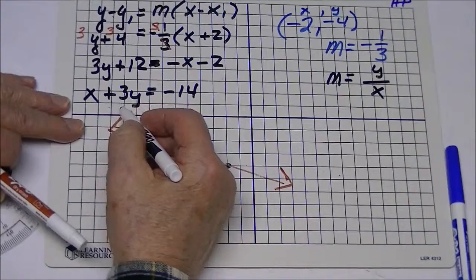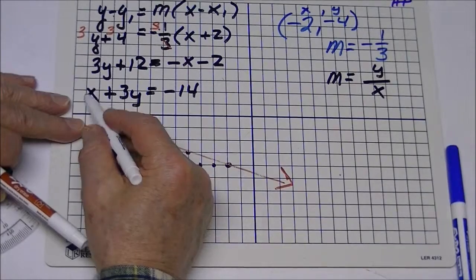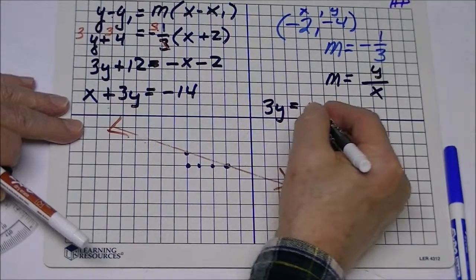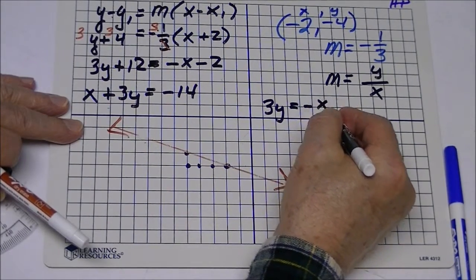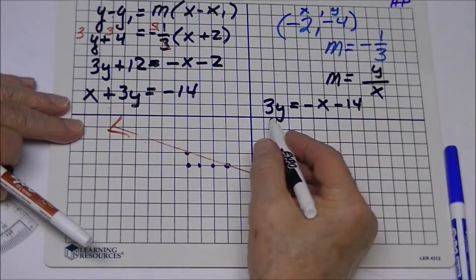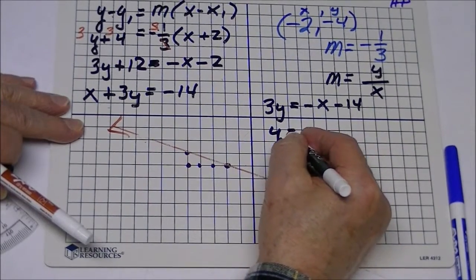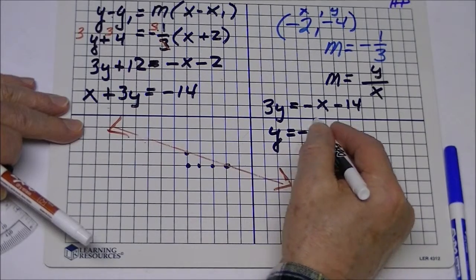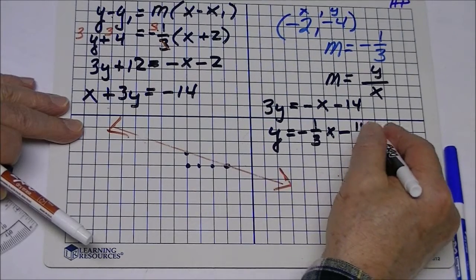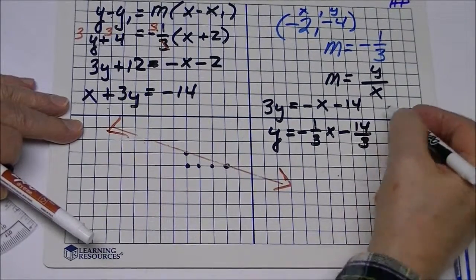Now if I wanted to put that in slope-intercept form, I would take the x, bring it back over to the other side, so I have here 3y minus x now, and then this is a -14. And then to get y by itself, I divide everything by 3. Y equals a negative 1/3 x and a negative 14/3. And you might say, what is a negative 14/3?